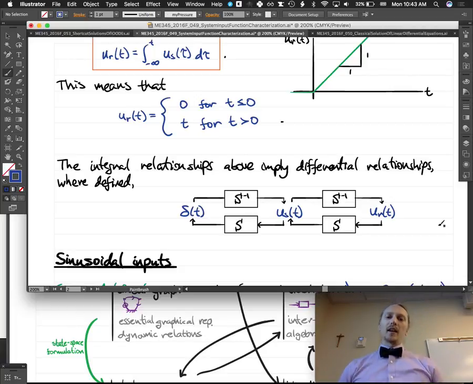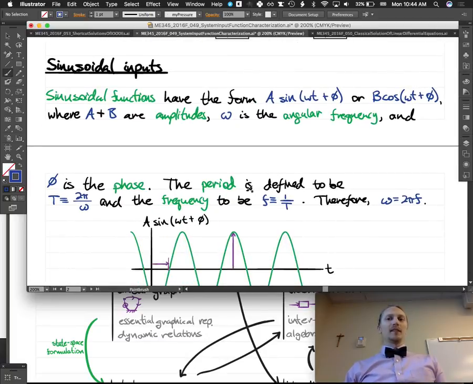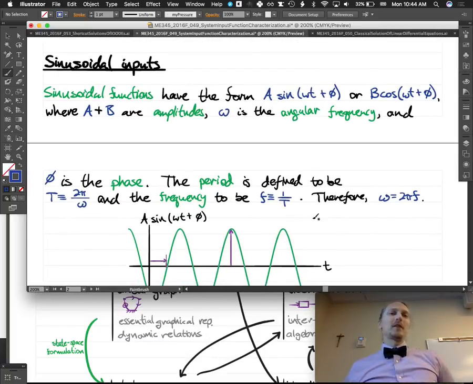The integral relationships above imply differential relationships, where defined. So let's look at this. The way that we often think about it is that the Dirac delta function, we went on this side of the loop, right? We integrated. S to the minus 1 means integral operator, right? So this is a little block diagram. Delta goes to unit step goes to unit ramp. You could also differentiate: unit ramp goes to unit step goes to Dirac delta function. These are typically called the singularity inputs. I didn't use that term, but the book uses that term. Very useful. We use them a lot, and we'll be using them for the rest of your career.